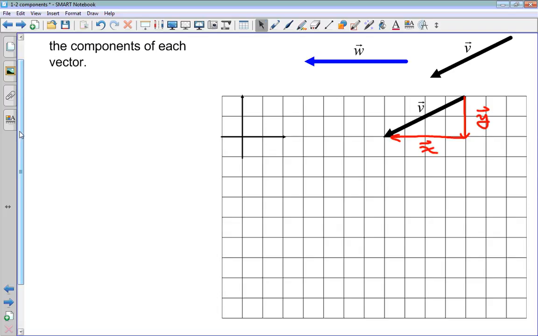So for vector v, we can say that v, and I'll use this little subscript x to indicate the x component.